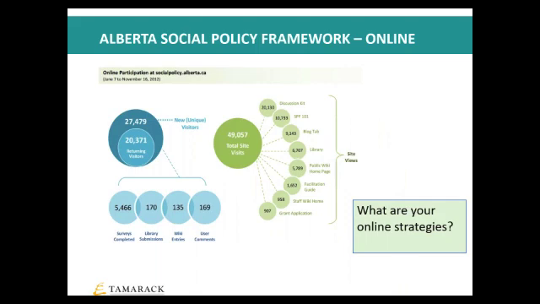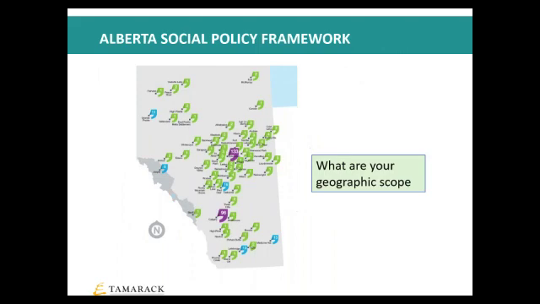So even though they had a fairly robust network of people that engaged in face-to-face meetings, they also had quite a strong network of people that followed up and engaged online in a number of different ways. And then the third way that they reported on it was they looked at the geographic scope. So they really looked at who across the province of Alberta, and what numbers of people across the province of Alberta, actually engaged with their work. And so this gave them a good perspective as they started to do some analysis on the social policy framework.